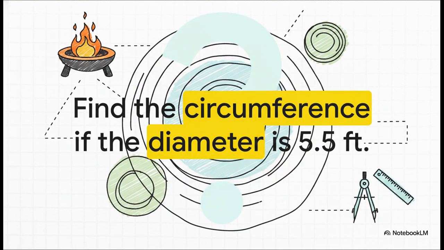Okay, let's actually test that out right now. I want you to think about this for a second using the formula we just looked at. If a circular fire pit has a diameter of 5.5 feet, what's its circumference? Go ahead and take a brief pause to work it out.